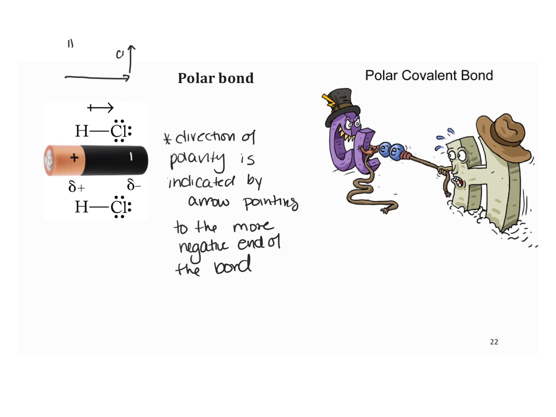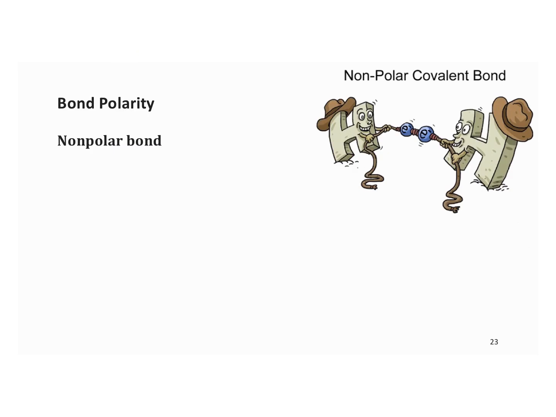I like to view this as a tug of war. For example, here's HCl, and basically they're fighting over electrons, and the chlorine's stronger. So the chlorine can pull the electrons closer to it because it's so much stronger. That's how I like to view it. When we talk about a nonpolar bond, that is an equal sharing of electrons. It's like a tug of war where two people are the same strength, so they're going to share these electrons equally.